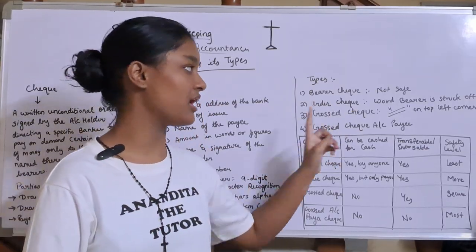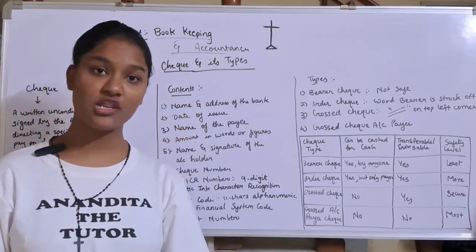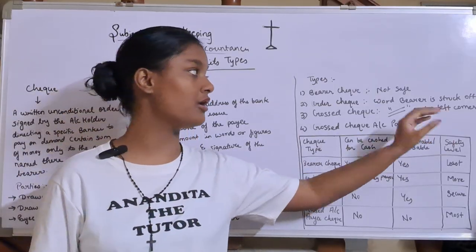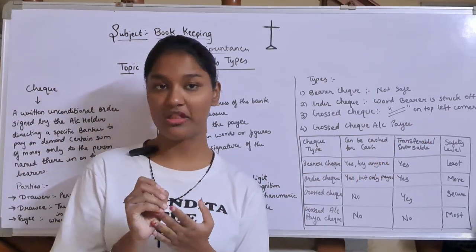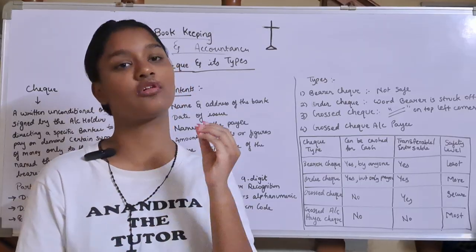Then there is the order check. An order check is when the word bearer is struck off, that is, it is cancelled. If it is cancelled, then it is called an order check.